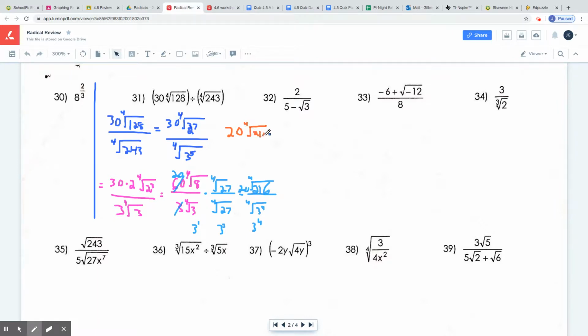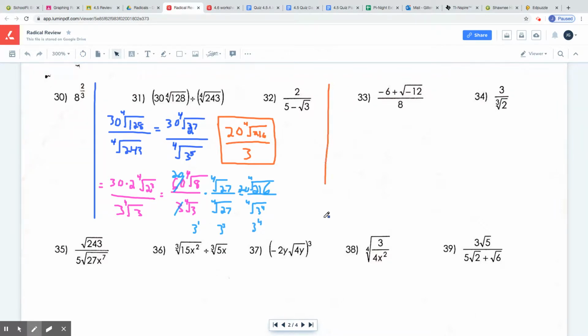So how did I get 216? It was 8, which is 2 cubed, and 27, which is 3 cubed. There's no 4s of anything, of any number. So I know I can't break that down anymore. And that's just 3. So 20, fourth root of 216 over 3. If you can understand this problem, you're going to get any of the radicals with the division that there is. This one was a good problem.